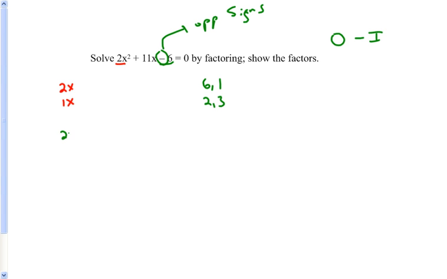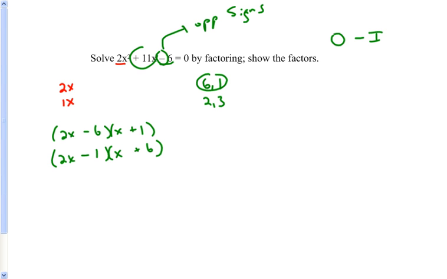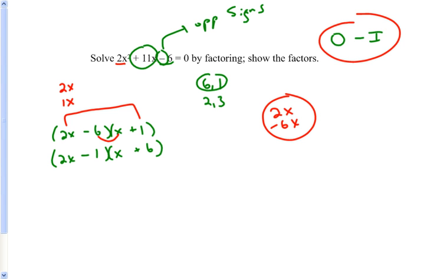Well, let's try the 2x and the 1x. And let's try 6 and 1 with opposite signs. Or 2x and 1x with 6 and 1 reversed with opposite signs. And let's see if either of those gives me an 11. Remember, the middle comes from the outsides and the insides, so I have 2x minus 6x, and that's not 11.